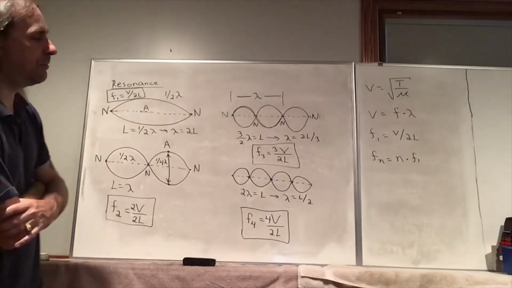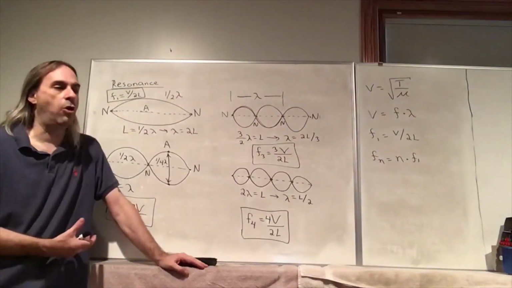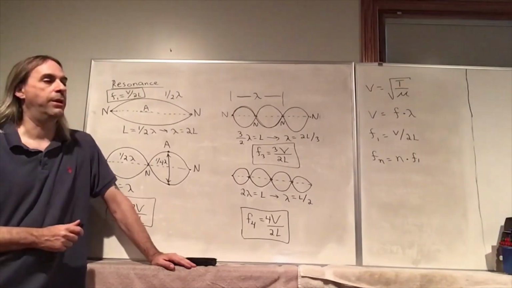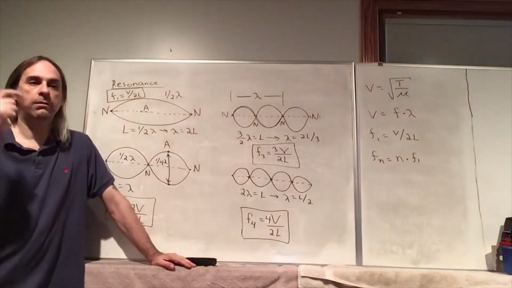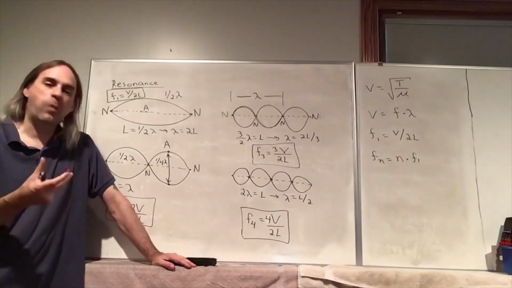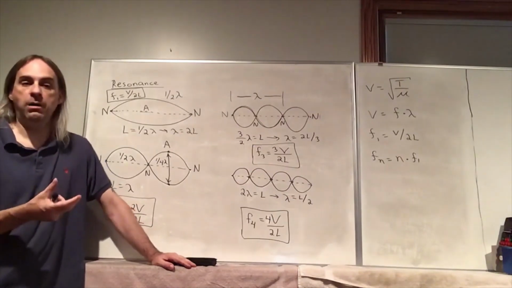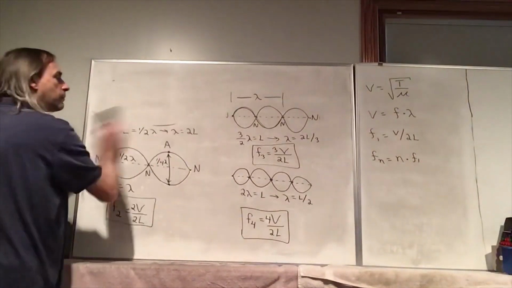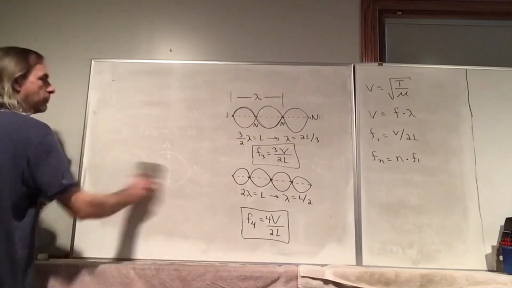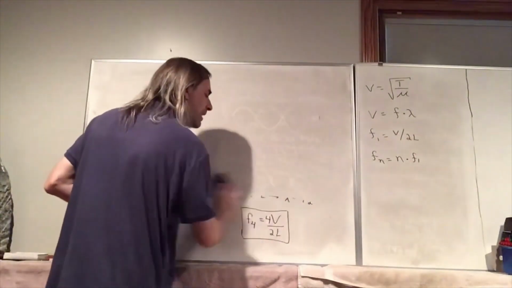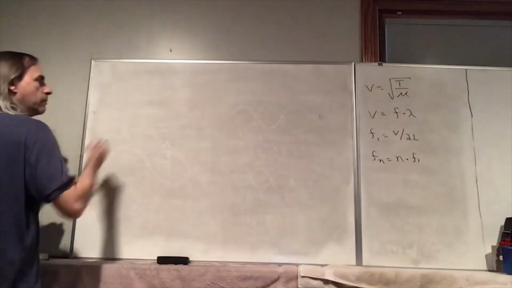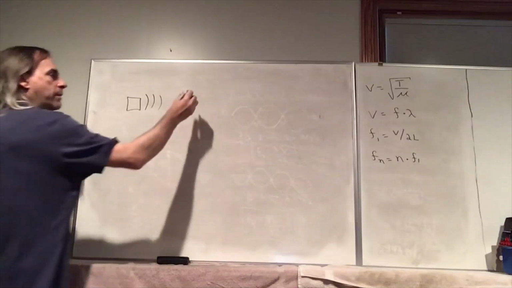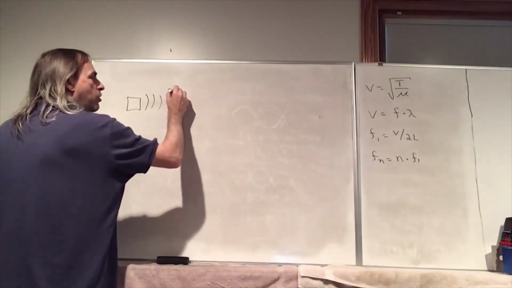Now, one of the major types of instruments involves sound, like air in a column, like a horn or something. You can get waves to resonate in a tube. So I want to talk about that next. So let's say we have a speaker that's producing sound waves, and then we put a tube here.